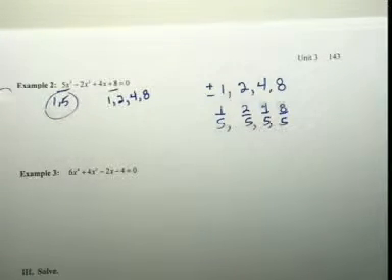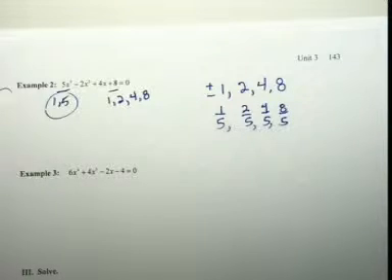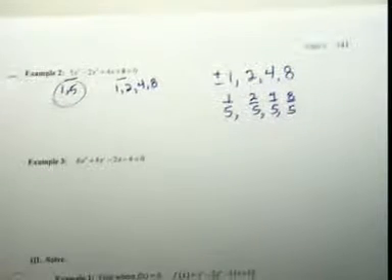Now, none of those are going to reduce, so they are all possible answers. And again, I should be writing plus and minus in front of every one of them. I'm just not going to write it every time. Okay.